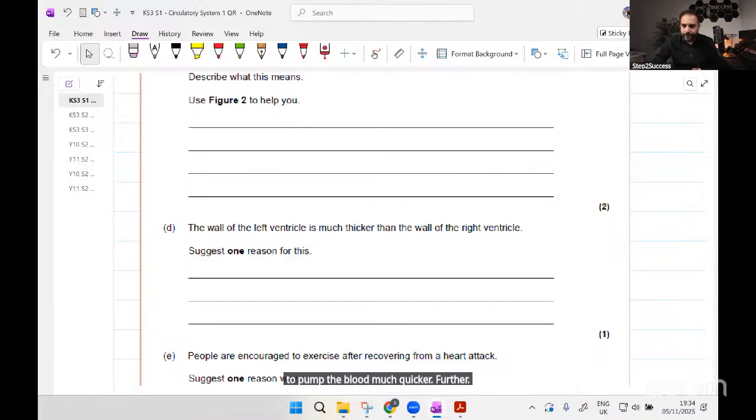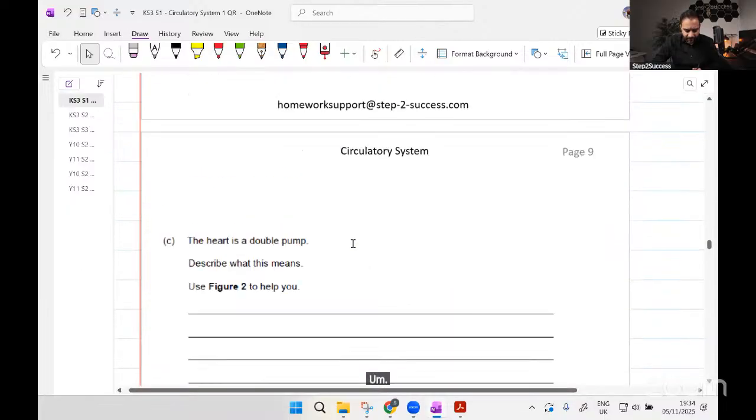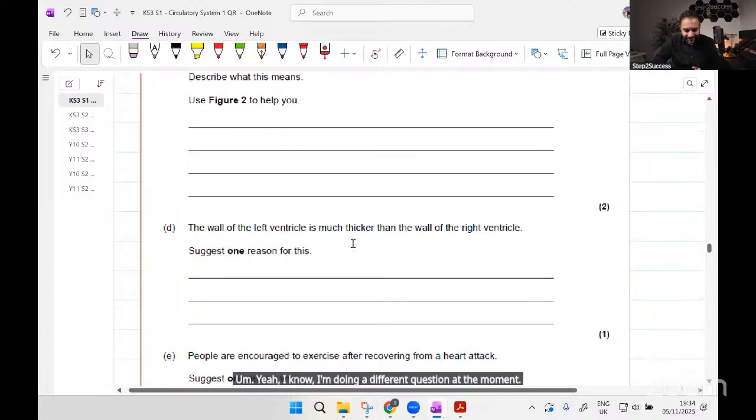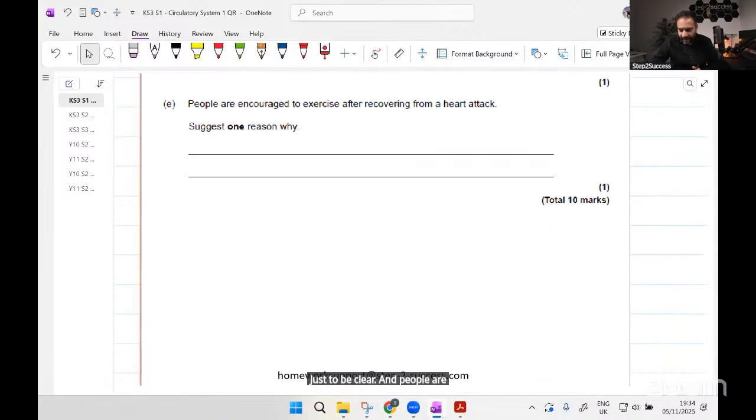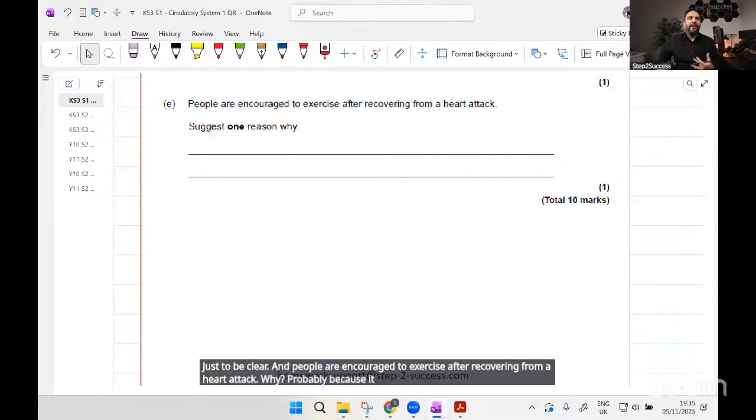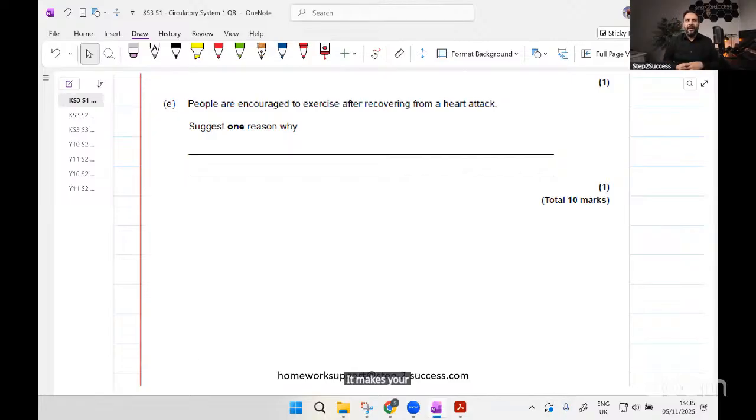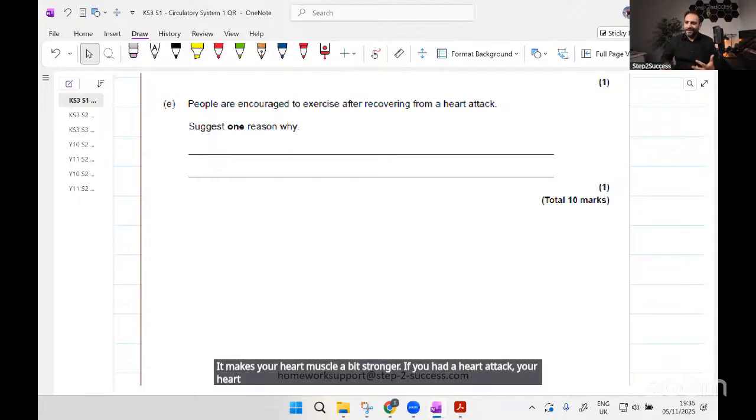Yeah, I know I'm doing a different question at the moment, just to be clear. And people are encouraged to exercise after recovering from a heart attack. Why? Probably because it makes the heart stronger. It makes your heart muscle a bit stronger. If you had a heart attack, your heart muscle might be quite weak. You doing a bit of exercise strengthens your muscle. It's the same with any other muscle.